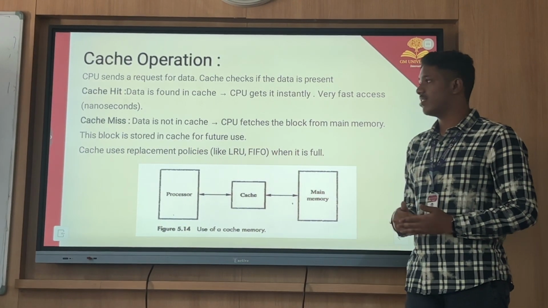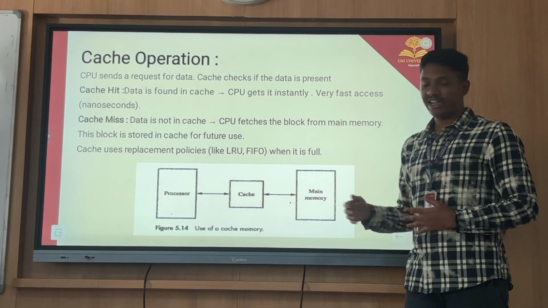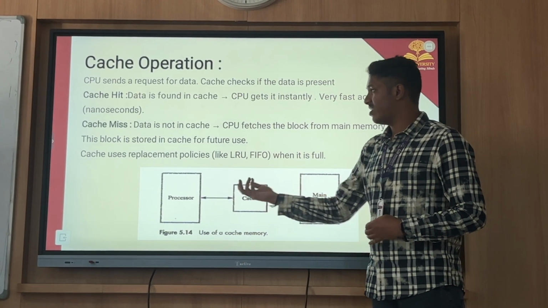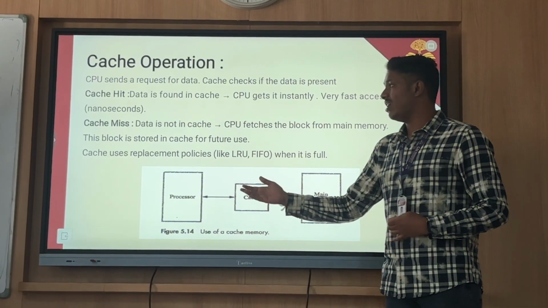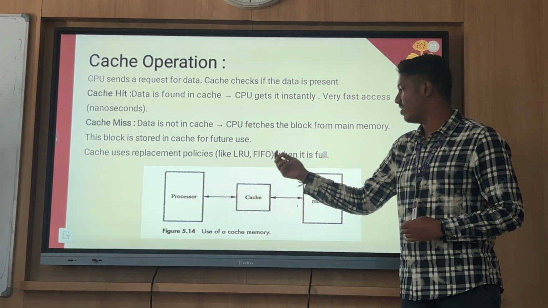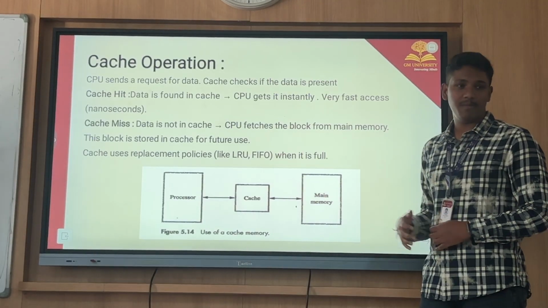Next is cache miss. If the data is not found in any of the memory, the CPU will not fetch it. It will use replacement policies like FIFO or LRU when the cache is full.